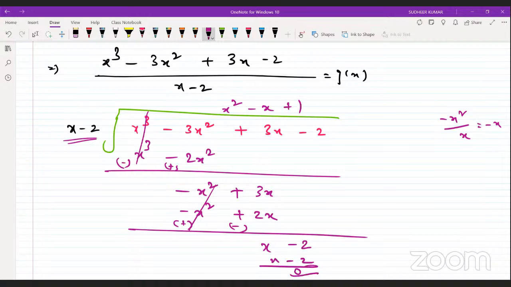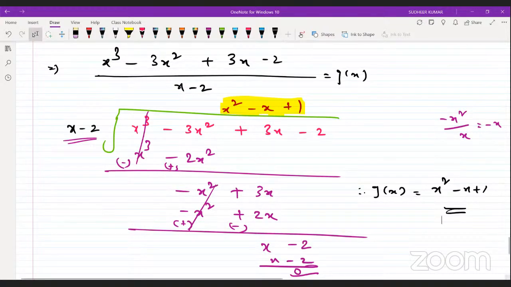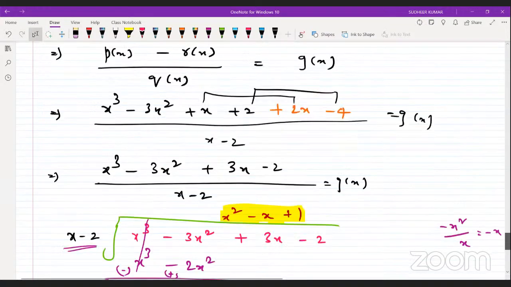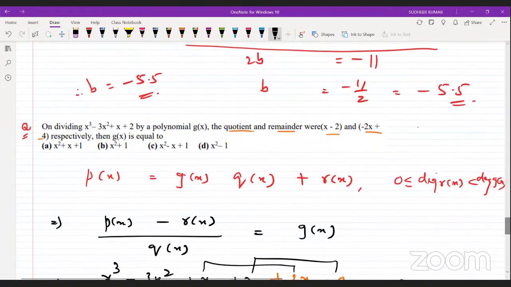The remainder is 0. When the remainder is 0, then this quotient is called g of x. Therefore, g of x equal to x square minus x plus 1. This is the answer. Is it clear? x square minus x plus 1. So option C is the correct answer.